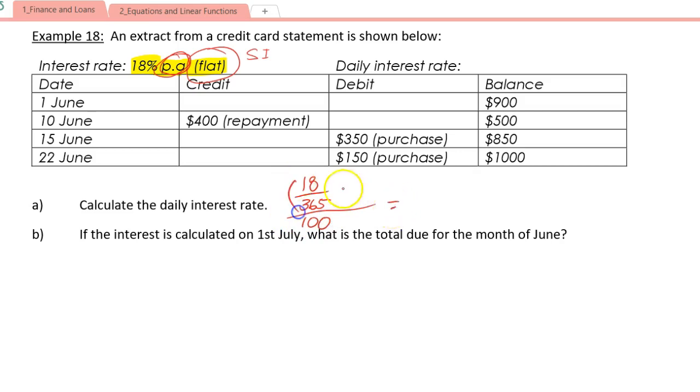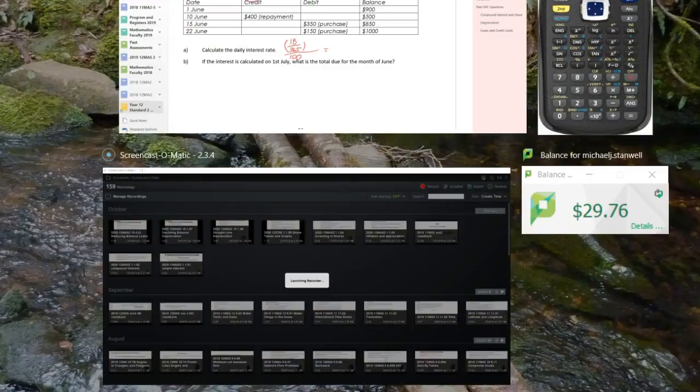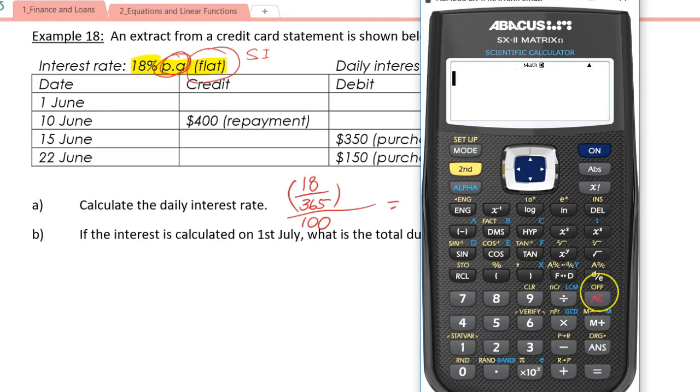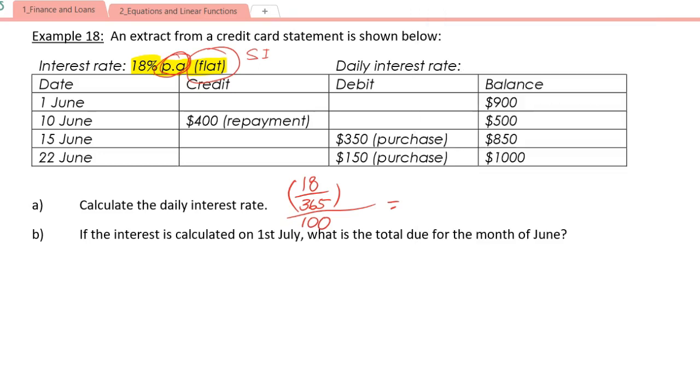Right, I'll put brackets here. It doesn't really matter in this case, but I find it helps to be consistent. So we're going to put in our bracket and say 18 over 365, close that, and then put that over 100, and using the fraction-to-decimal button we get 0.00049315, which should provide us with plenty of decimal places.